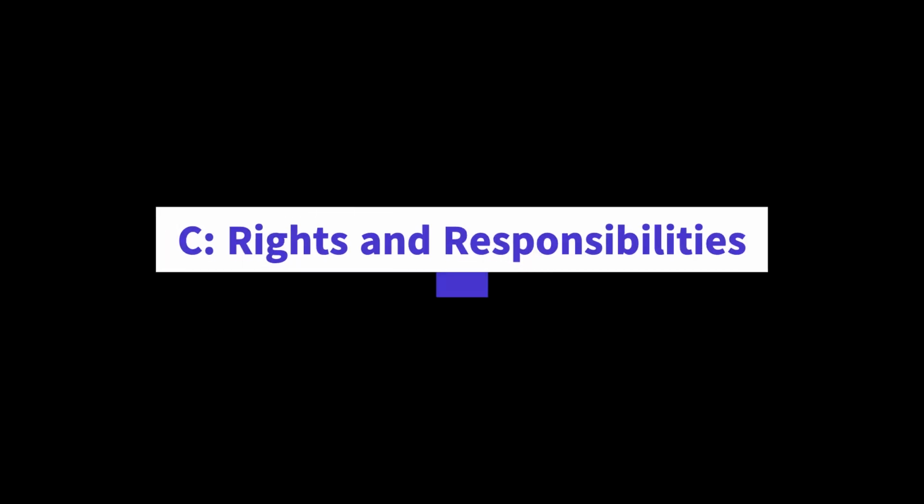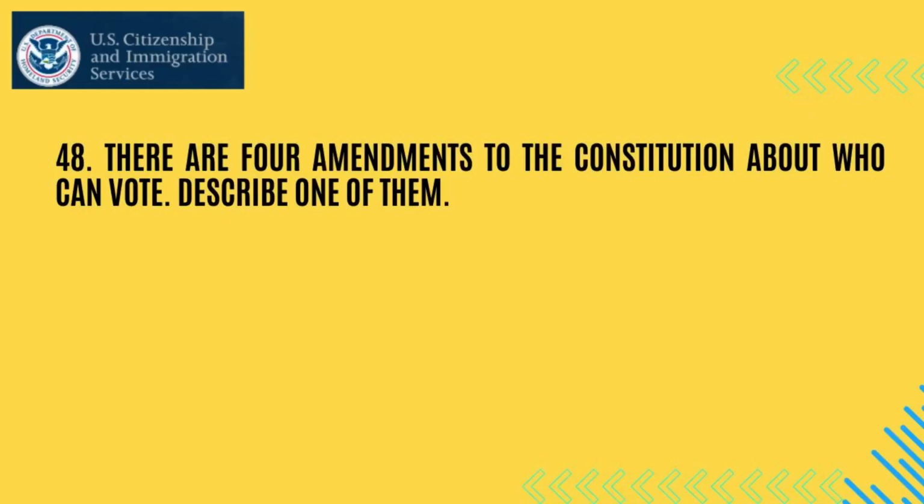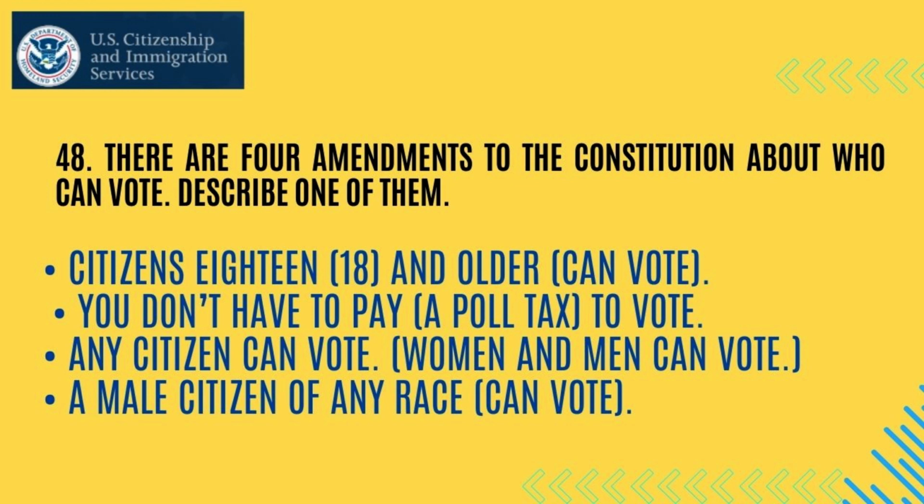Rights and responsibilities. 48. There are 4 amendments to the Constitution about who can vote. Describe one of them. Citizens 18 and older can vote. You don't have to pay a poll tax to vote. Any citizen can vote. Women and men can vote. A male citizen of any race can vote.